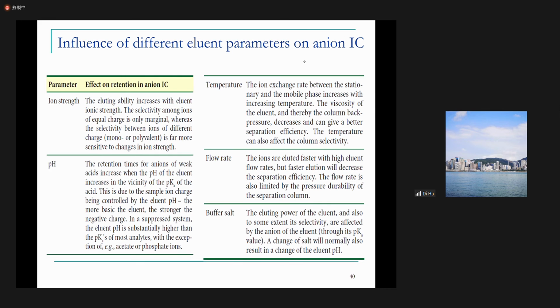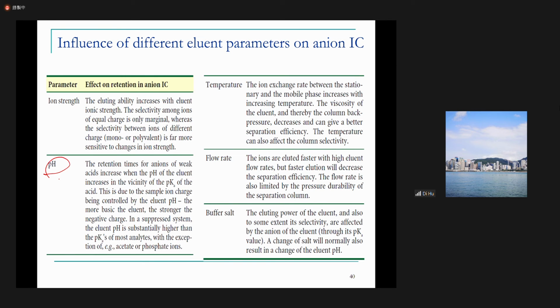And how about the pH? The retention time of an ionized weak acid increases when the pH of the eluent increases, because when the pH increases, it is more in the ionized form, so there is higher affinity and retention.